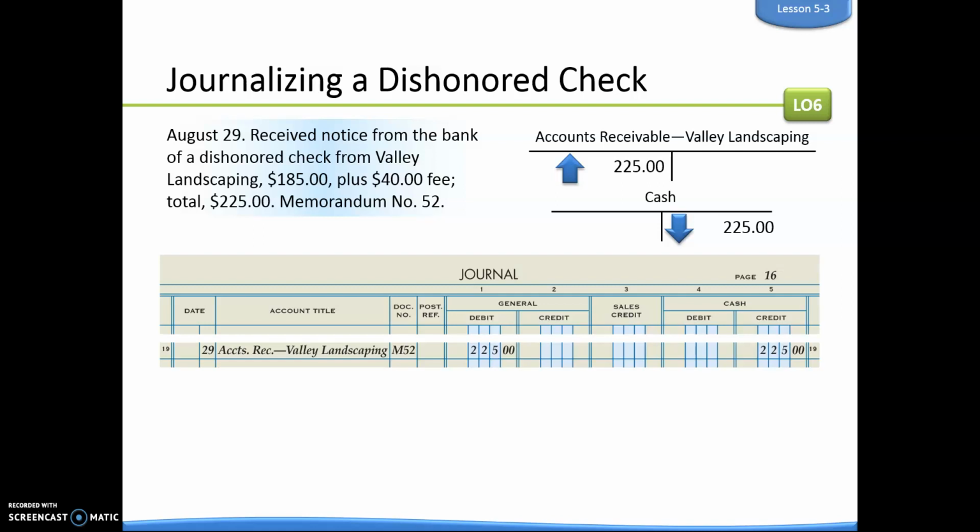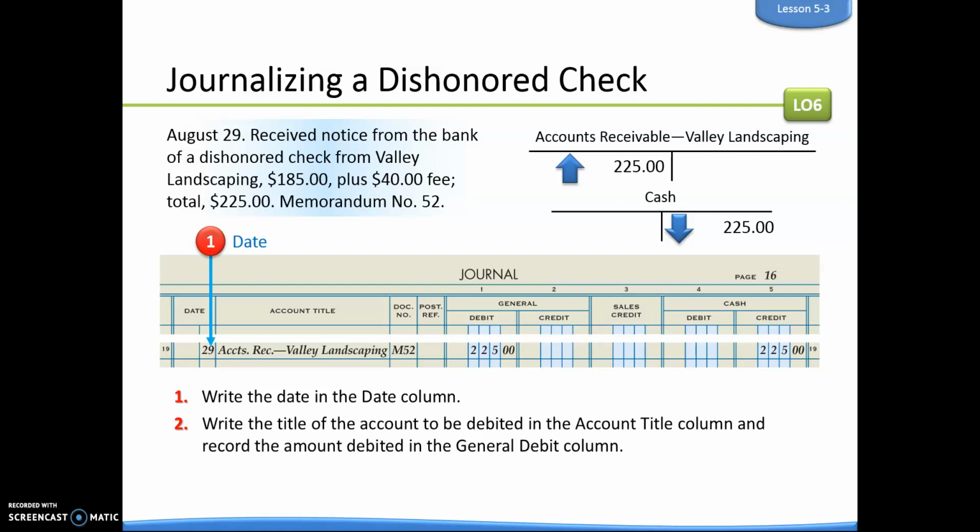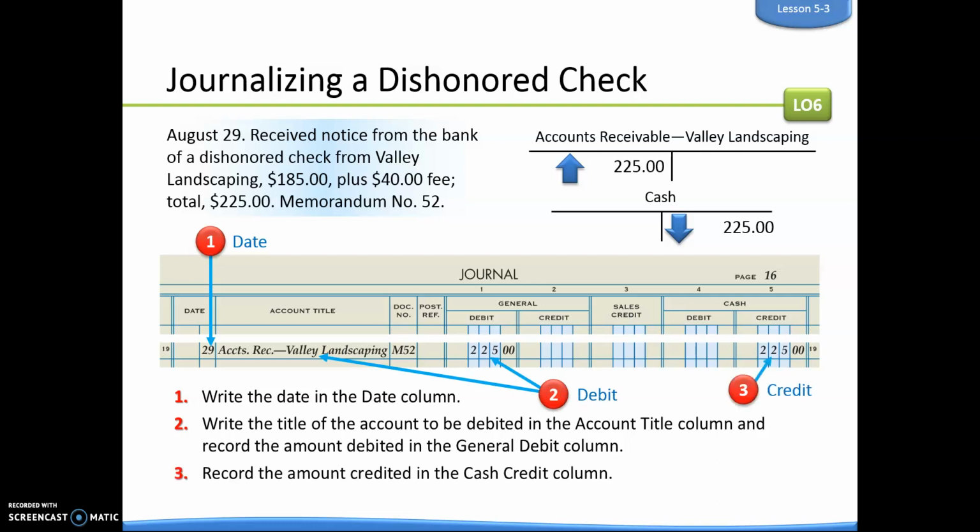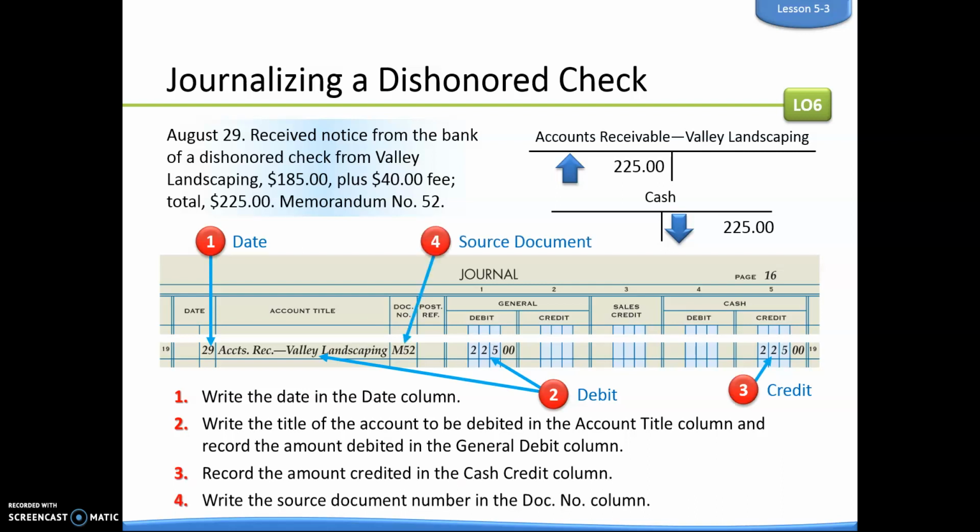So what that looks like in our journal is we put our date, we put our account title, which is accounts receivable for Valley Landscaping. We put our debit of $225. We put our credit of $225 to cash. And then we don't forget to do our source document, which is memorandum number 52. So that's how we journalize a dishonored check. It needs to go both on our check stub and also into our journal.